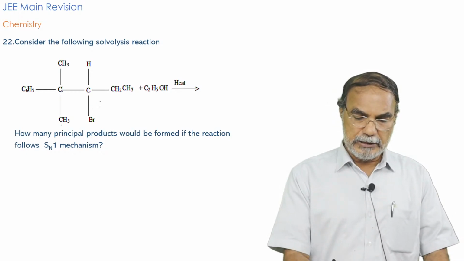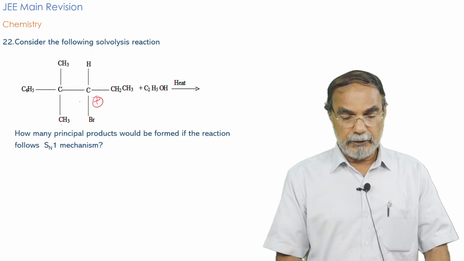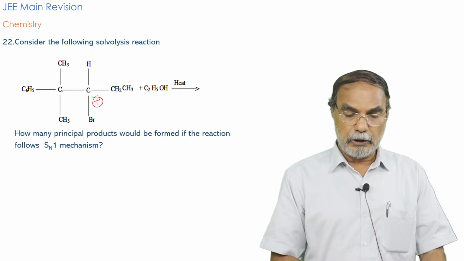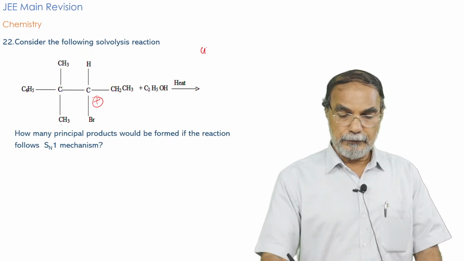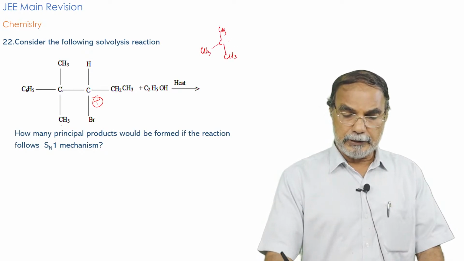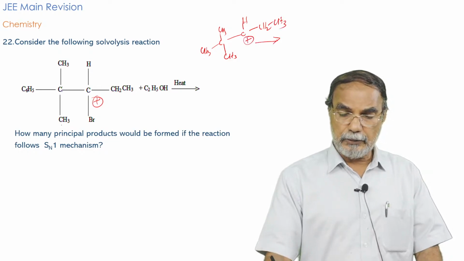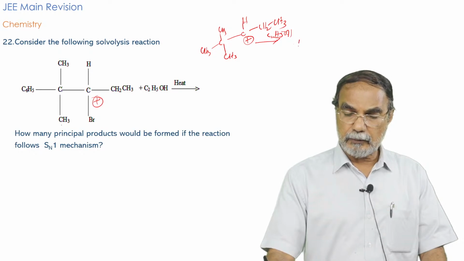SN1 mechanism means the bromine is lost from here and you have a carbocation, and once this carbocation is formed, what all possibilities exist? You have CH3C, CH3. It's a simple question, because with the information I have already told you in connection with the previous questions today, you can answer this with a positive charge here. That means C2H5OH can attack at this position so that you can get one product.